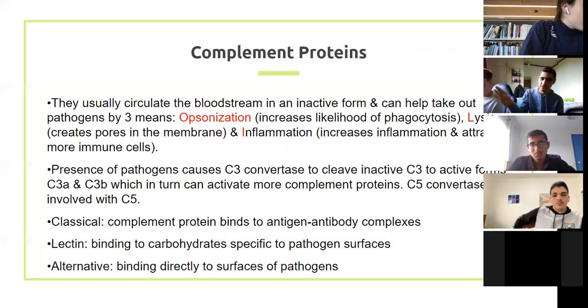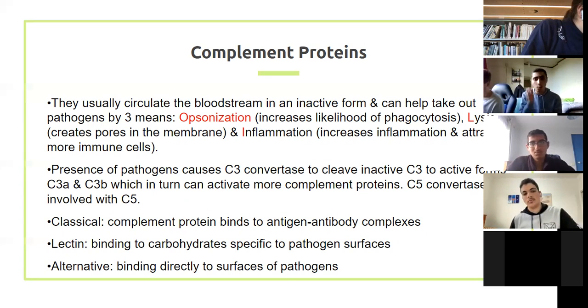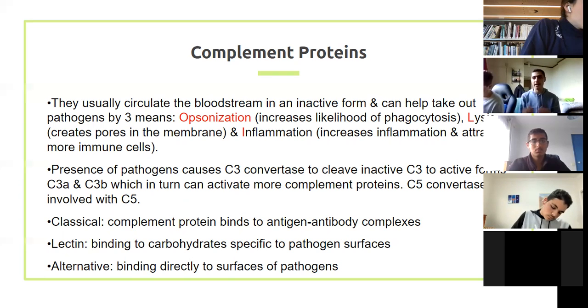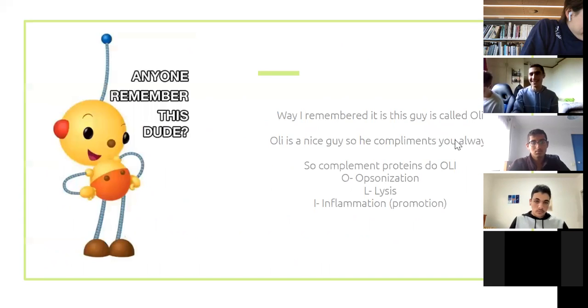I'm going to do this really briefly because there's just a lot. Complement proteins have 3 roles. They're these other proteins that help out our phagocytes, our white blood cells. Their main 3 roles are opsonization, which is the increased likelihood that phagocytosis happens; lysis, where they create pores in the membrane and so kill the bacteria; and finally, inflammation, where they get a lot of different immune cells attracted to the area. That's what complement proteins do. Read the rest in your own time.